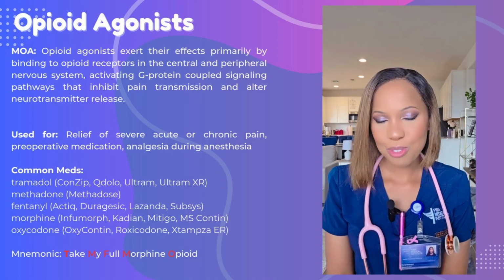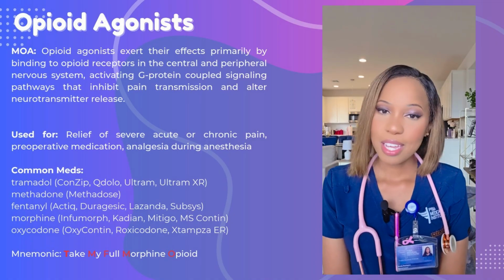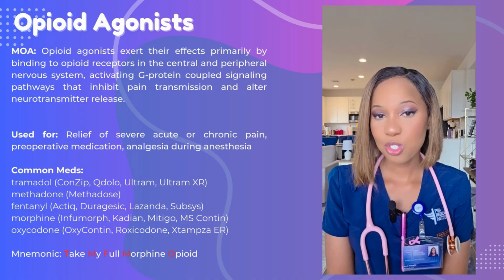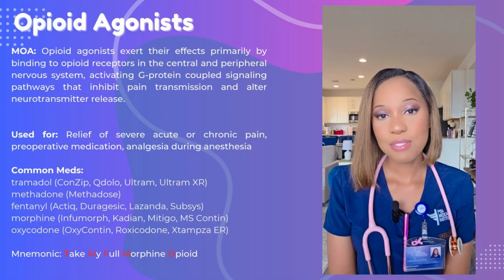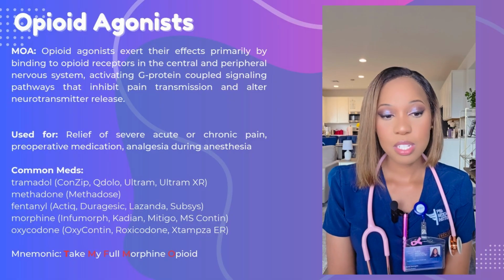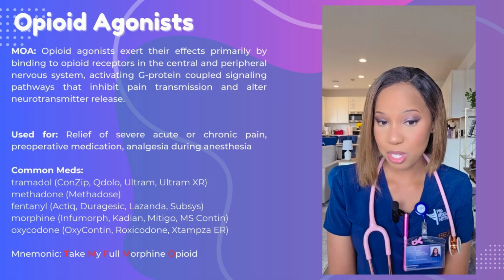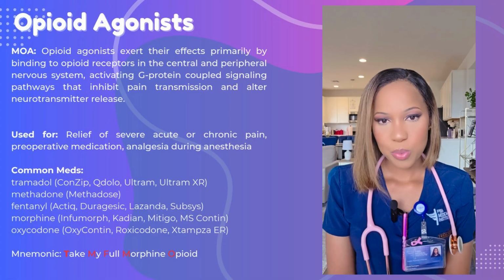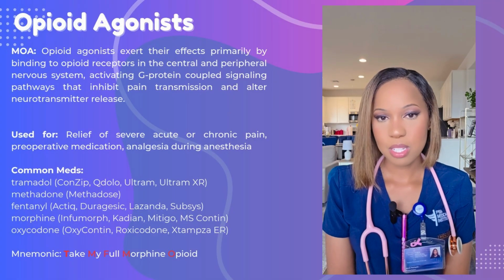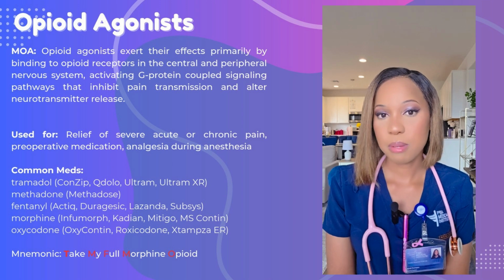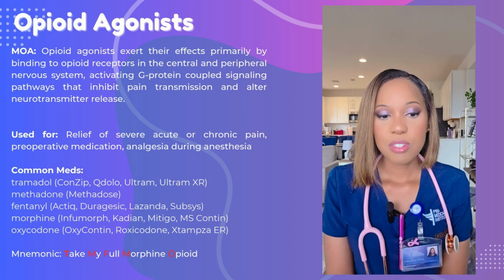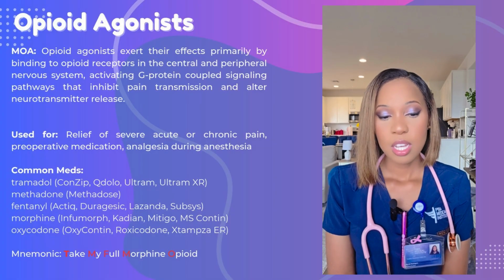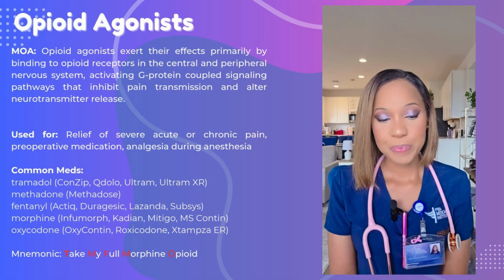Alright, we will start off with the opioid agonist. The mechanism of action for those is that they bind to opioid receptors in the central and peripheral nervous system, activating the G protein coupled signaling pathways that inhibit pain transmission and alter neurotransmitter release. So, in short words, they basically block pain receptors, specifically the opioid receptors. And these are used for relief of severe, acute, or chronic pain, preoperative medication, analgesia during anesthesia.